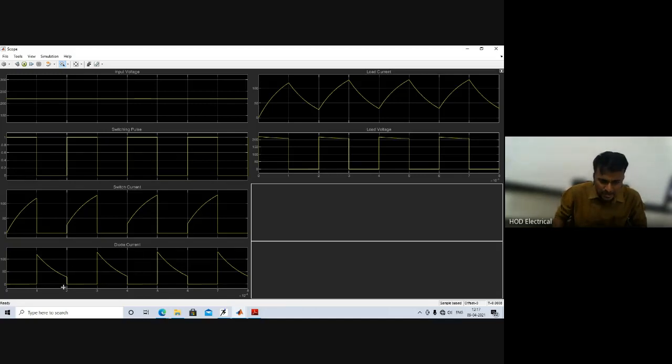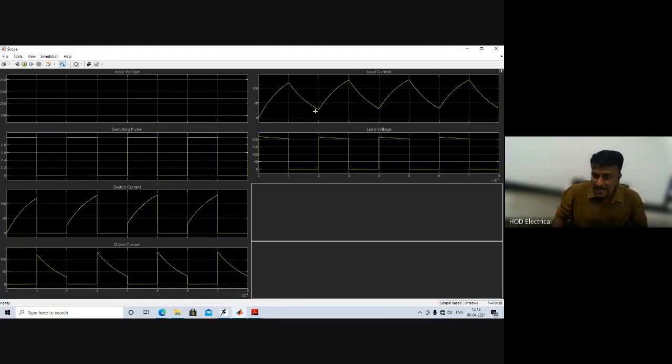Then the diode current: until this point there is no current flow, the diode is open, so the diode is reverse biased. Whenever the switch is off, the inductive current discharges through this diode. That is why there is this negative reduction in this current. But for the load current, whenever the switch is on, the current increases. Whenever the switch is off, the inductive current discharges. That is why we have 0. Then again on and 0, like that.